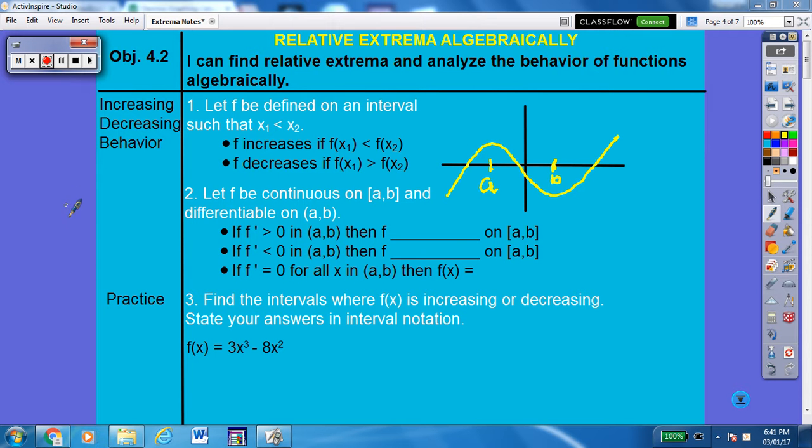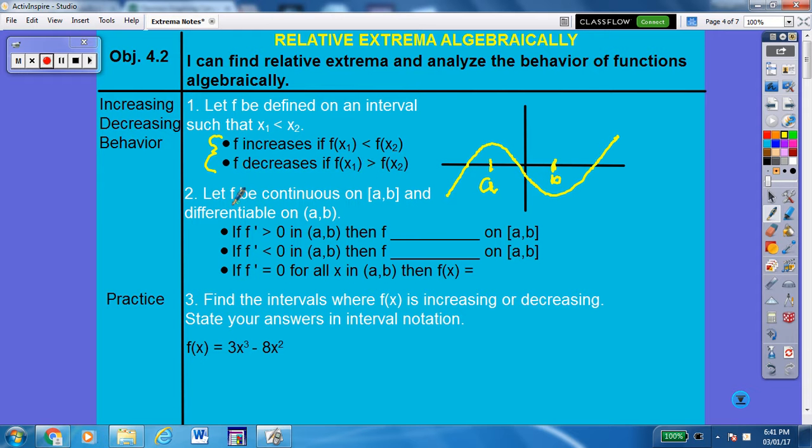Okay, so the first thing is we've already talked about increasing, decreasing behavior. These statements here are just the official way of saying that if f increases as you move along the x-axis to the right, each point to the right will be bigger than the one on the left. But if the function is decreasing, then each point to the right will be smaller than the previous one. So it's basically saying as you move along the x-axis, if the function's getting bigger, you're increasing. If it's getting smaller, it decreases. It's just a basic definition of increasing, decreasing.